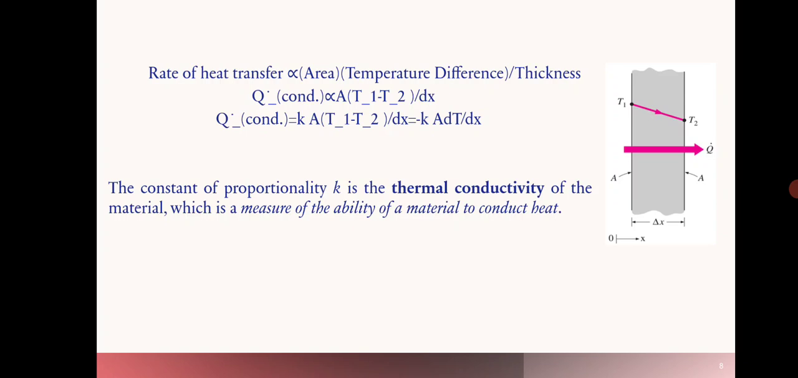The constant of proportionality K is the thermal conductivity of the material, which is a measure of the ability of a material to conduct heat. In this diagram they are showing the object having some thickness delta x and some area A, and the temperatures T1 and T2.